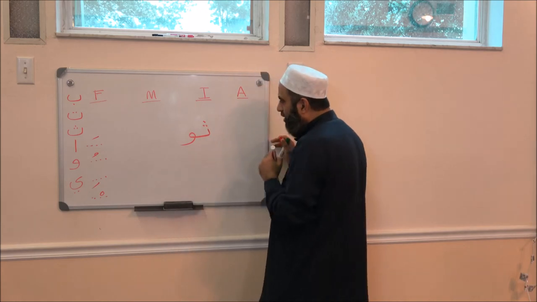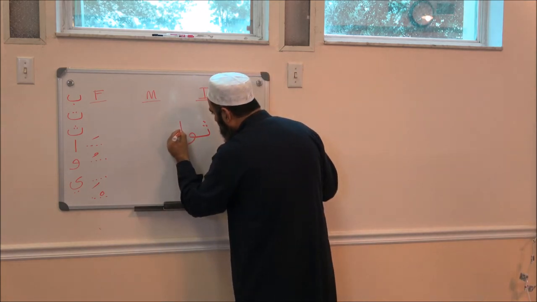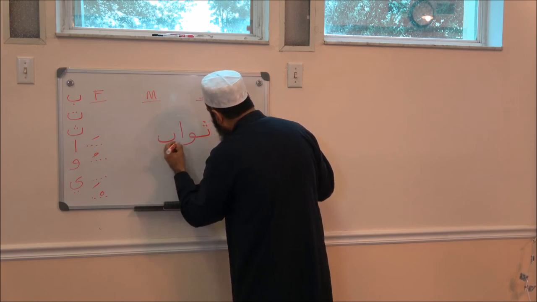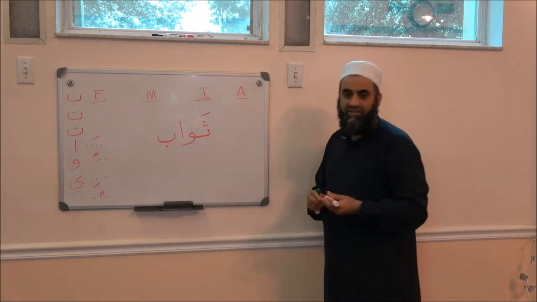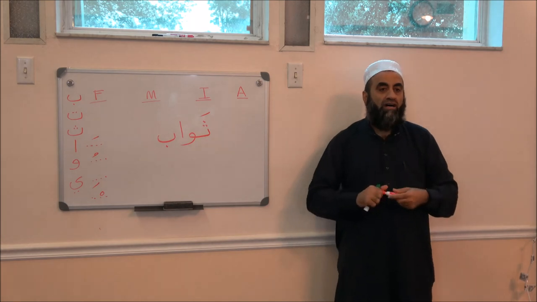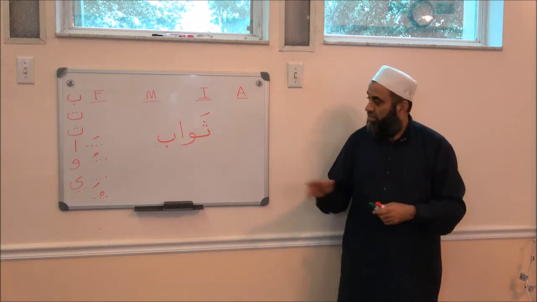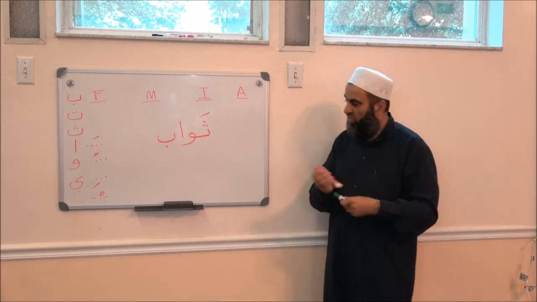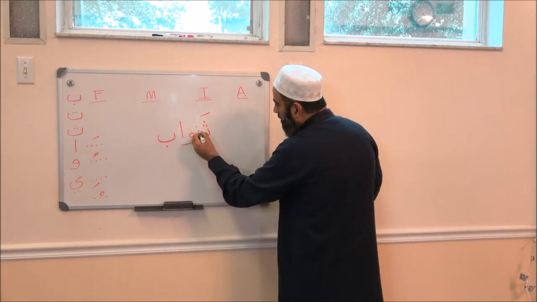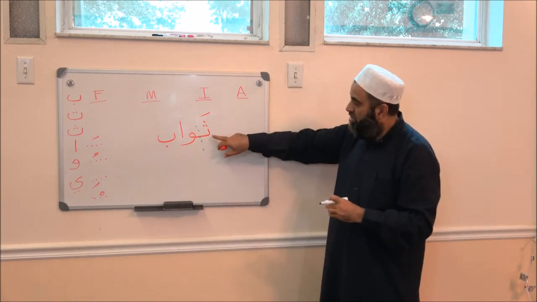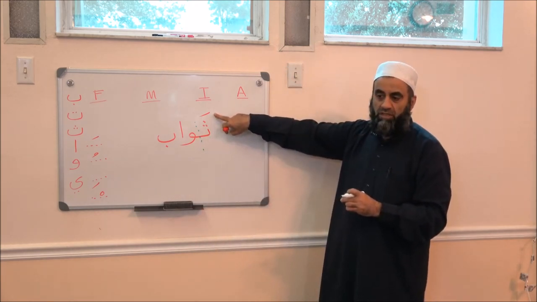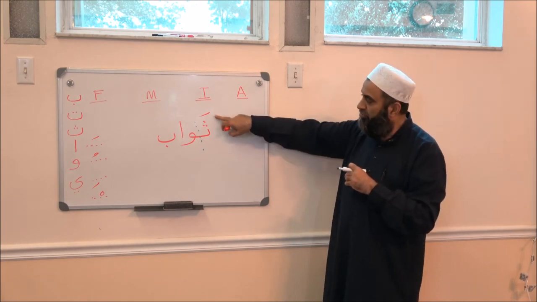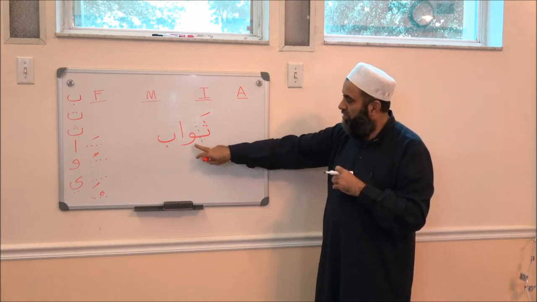Now before I go to that one, I would like to entertain this beautiful Islamic word. May Allah give this to us all the time. Thawab. Tha. Wa. How many syllables? Two. I'm breaking here, right? Why? Because consonant vowel is what? Syllable.